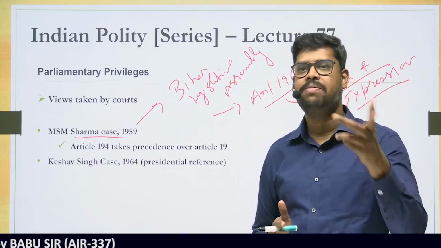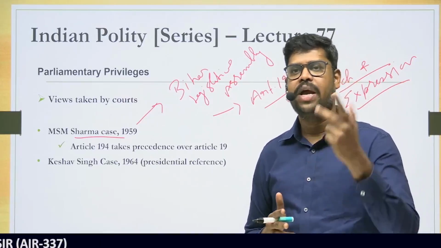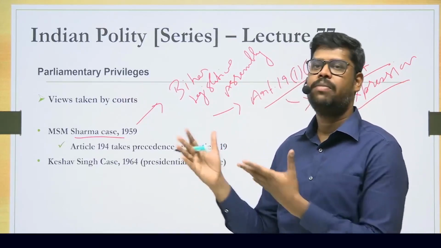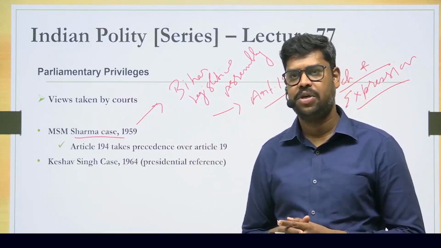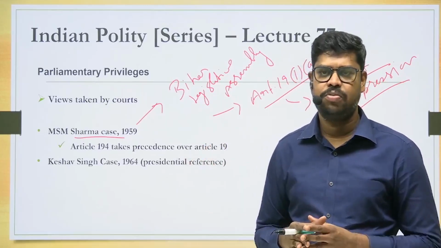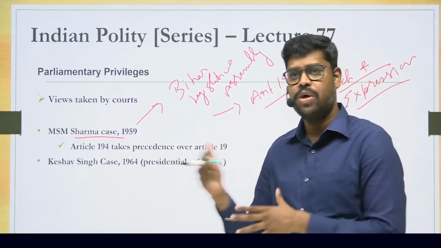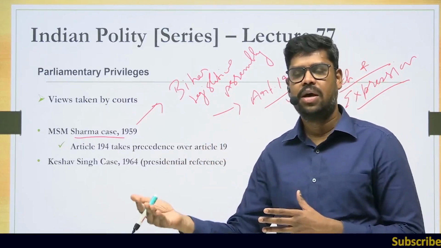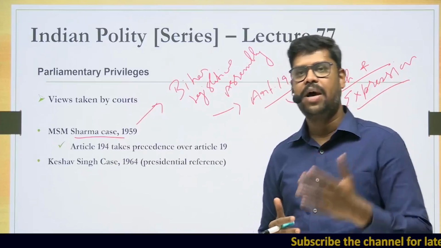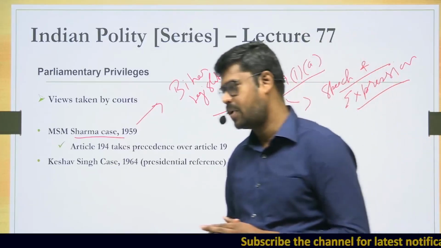And if you breach the parliamentary privilege, appropriate action can be taken by the legislature. So therefore, we will not be able to provide any remedy to MSM Sharma in this particular case. This is the view that has been taken by the Supreme Court in the MSM Sharma case. So which was given more priority or importance? The parliamentary privileges were given more priority.